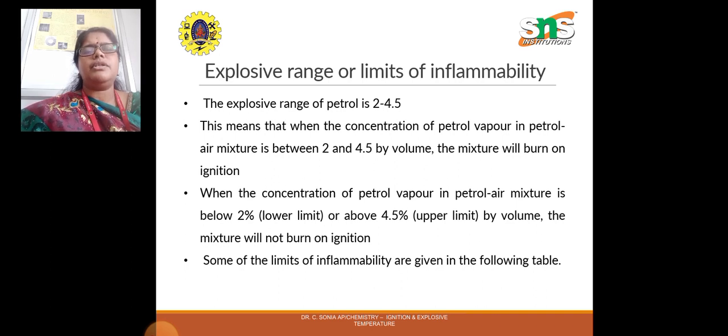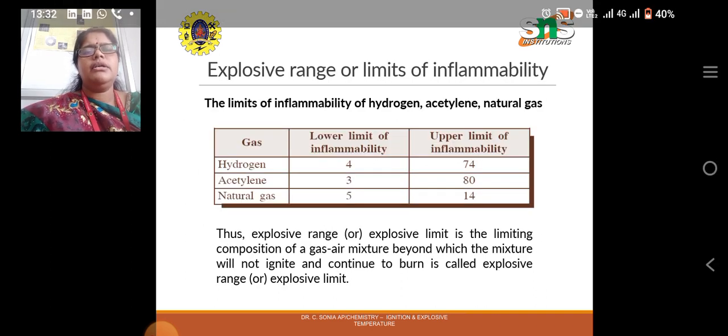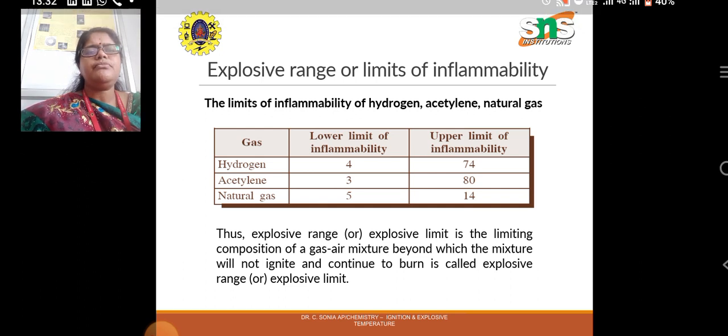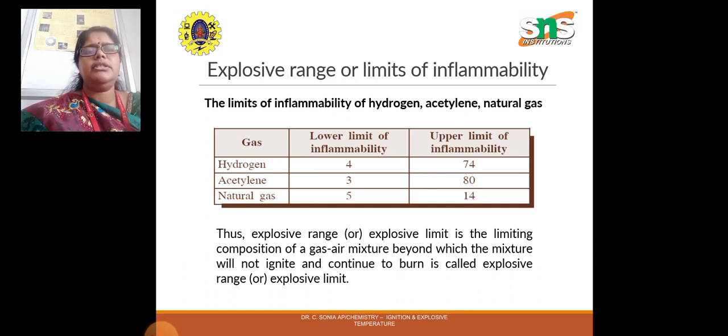Some of the limits of inflammability are given in the table. So we are going to see hydrogen, acetylene and natural gas. Hydrogen has a lower limit of inflammability of 4 and an upper limit of 74. Acetylene: lower 3, upper 80. Natural gas: lower 5 and upper 14.